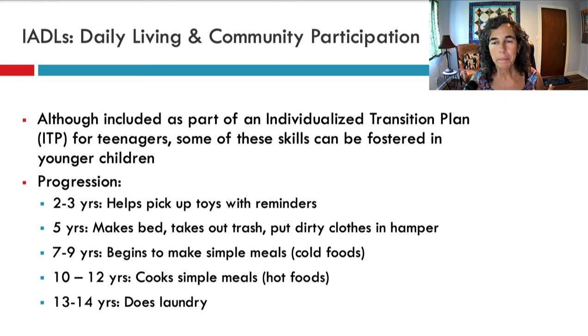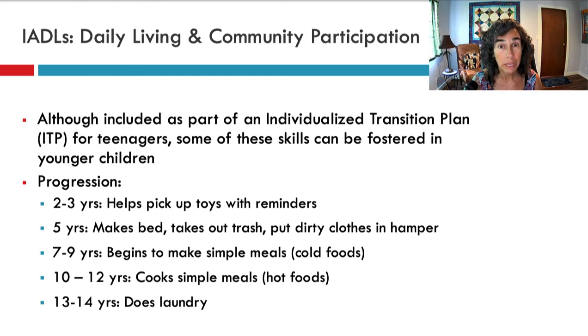Moving on to IADLs, we look at daily living and community participation. The individualized transition plan, which starts happening when a young person is about 14, goes into place at 16 years old, and is called an ITP for short. It goes into that document for sure, but there's IADLs that younger kids participate in and can become independent with. So 2 to 3, helping to clean up, especially toys. 5, a variety of things, making the bed, taking out the trash, etc. 7 to 9, cooking cold foods.